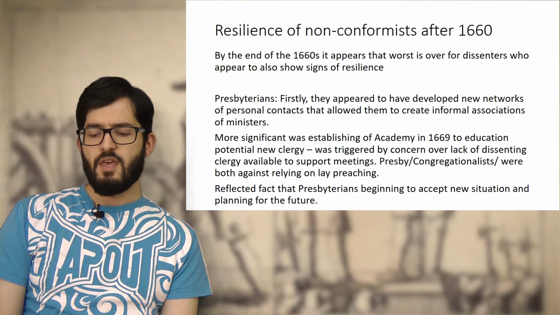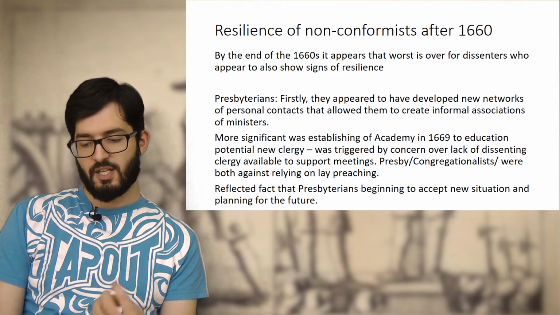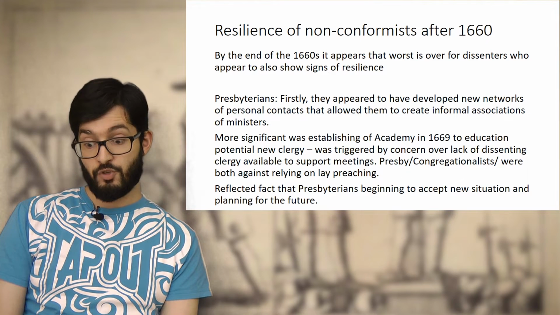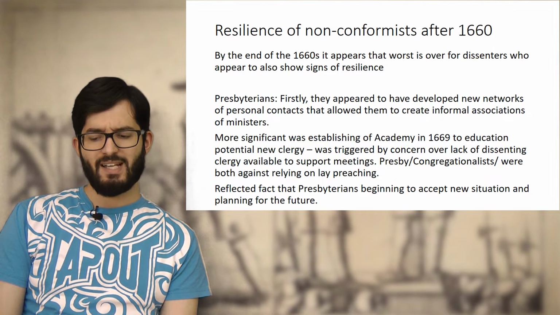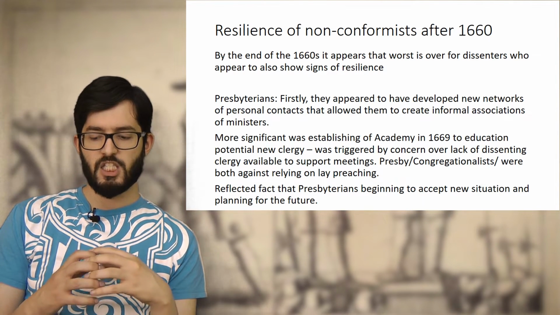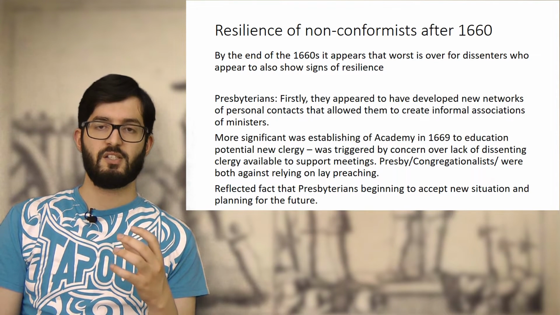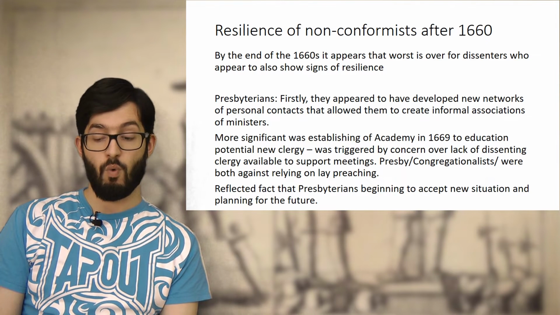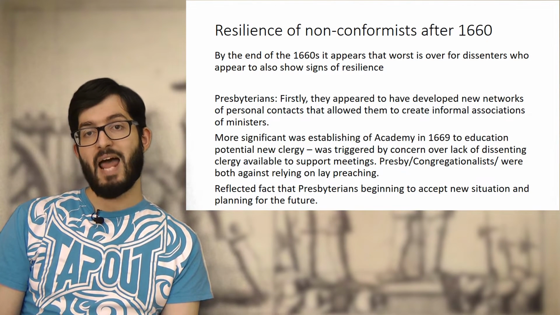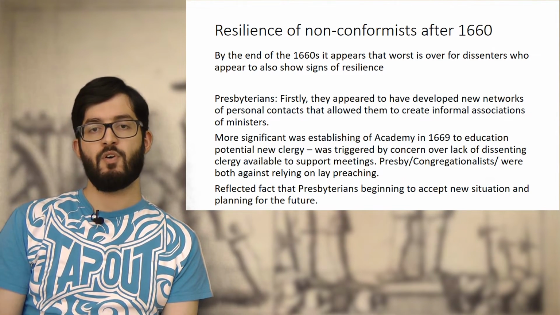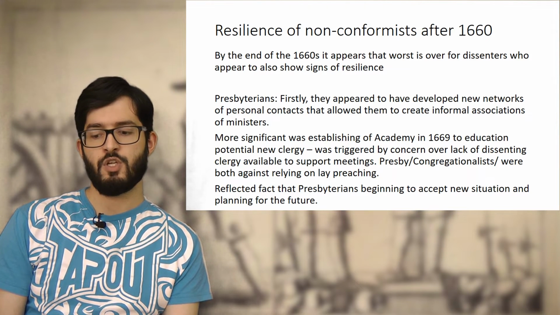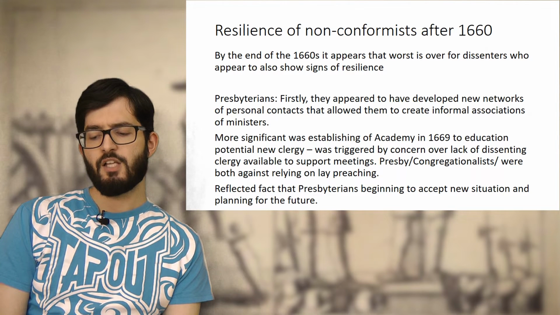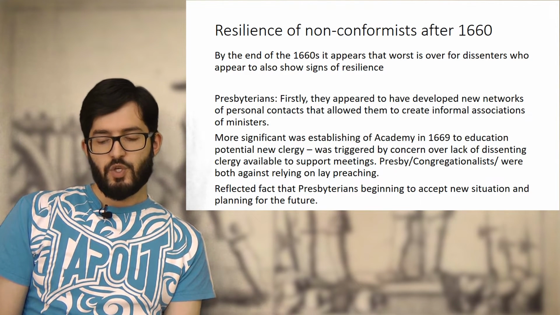And so as a result, they established this academy, which is able to train new clergymen properly. This reflects the fact that the Presbyterians had begun to accept the new situation. They understood that the changes taking place in the Clarendon Code were probably going to stay for a while, and so they had begun to actively plan for the future and make themselves resilient against this new situation they found themselves in. And so that's the situation with Presbyterians.